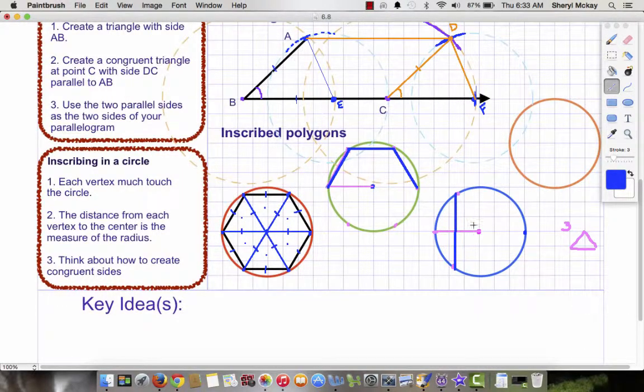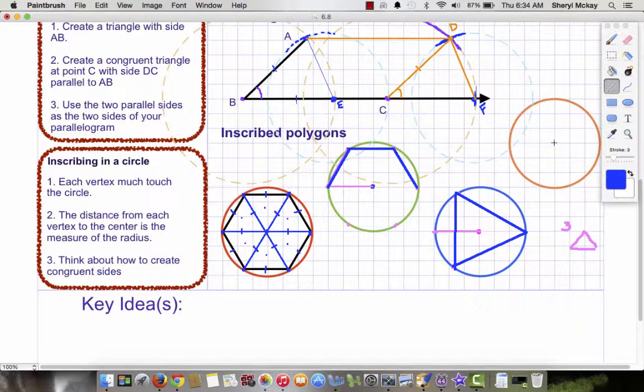And then I'll go ahead and connect those 2 points like that. And then you can see that I connect these 2 points like that. And I've just inscribed a triangle. All right? Let's try one more. Let's try inscribing a square. And we'll do it on this orange one. We're going to try inscribing this square.